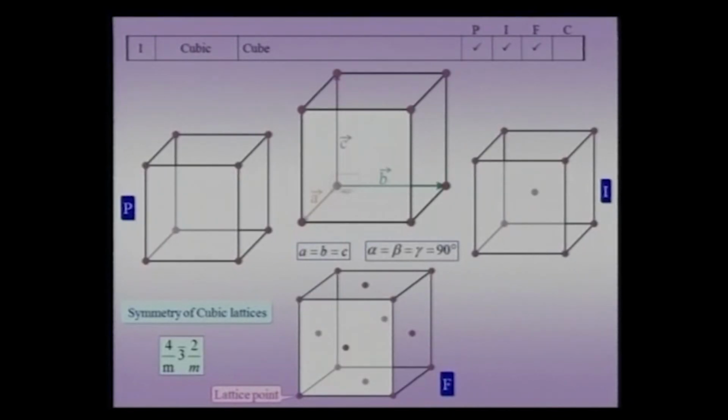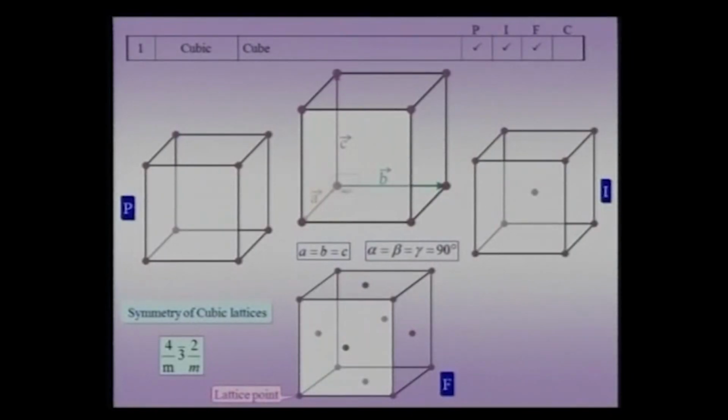This is a very important point to note because we said that these 14 Bravais lattices have only 7 distinct kinds of symmetries. That implies automatically that whether it is a P cubic lattice, a body centered cubic or a face centered cubic, the symmetry of all of those lattices will be the same, which is, according to the Hermann-Mauguin symbol, 4/m 3-bar 2/m.